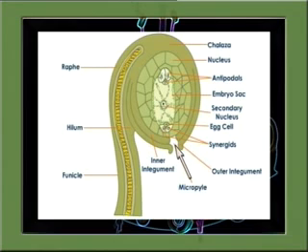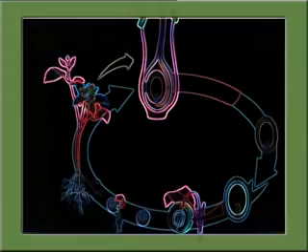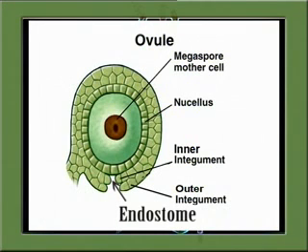Next is micropyle. A micropyle is an opening through the integuments of an ovule to the nucellus. Depending upon the presence or absence of integuments, the micropyle may or may not be organized. In bitegmic ovules, the micropyle is generally formed by either both the integuments or only the inner integument. When both the integuments are involved, the passage formed by the outer integument is called exostome, and that by the inner integument is called endostome.